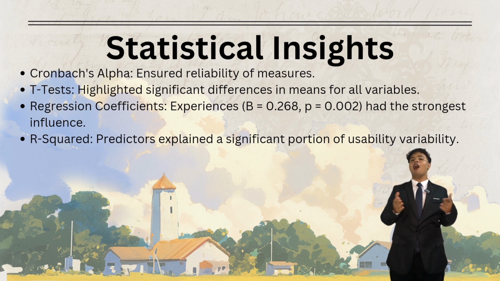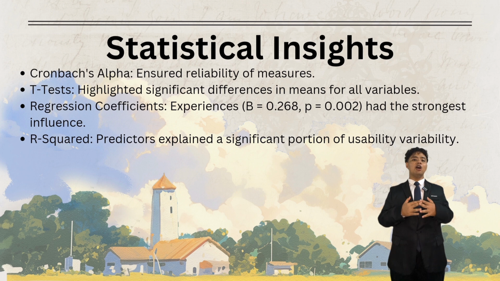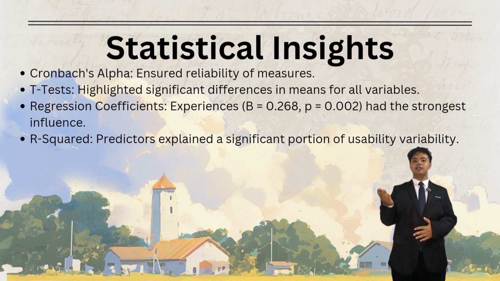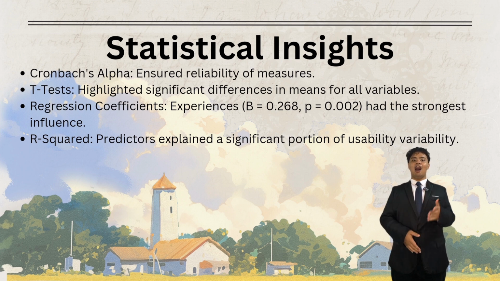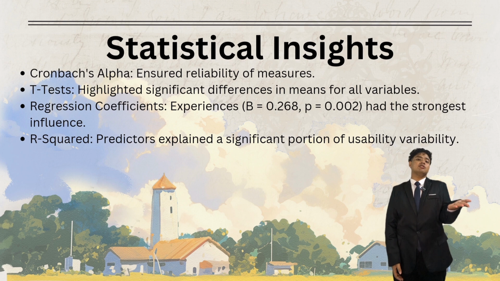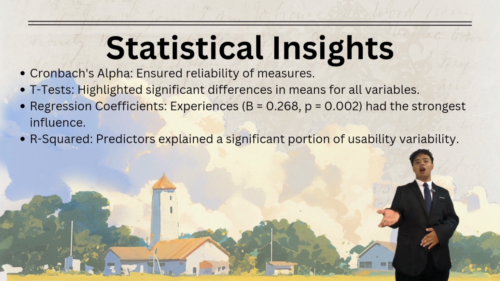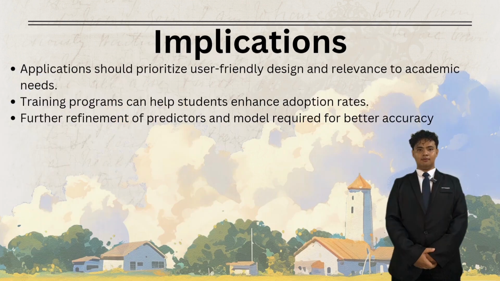Now, moving on to the R-squared value, this statistic reveals that our predictors effectively accounted for a significant portion of the variability in usability. Essentially, the predictors in our model provide meaningful explanatory power, helping us understand and predict usability outcomes effectively.